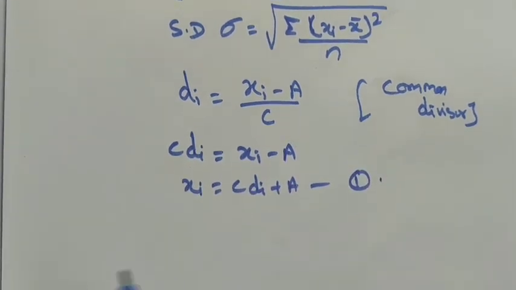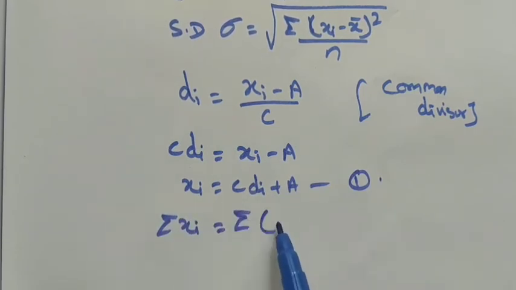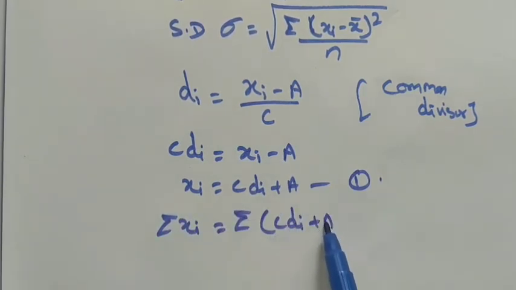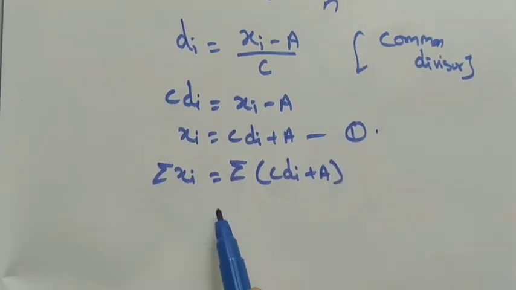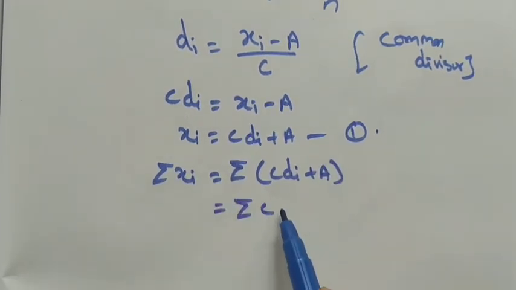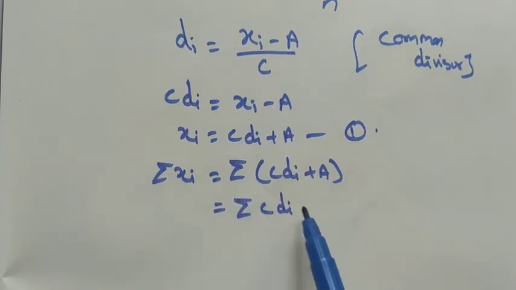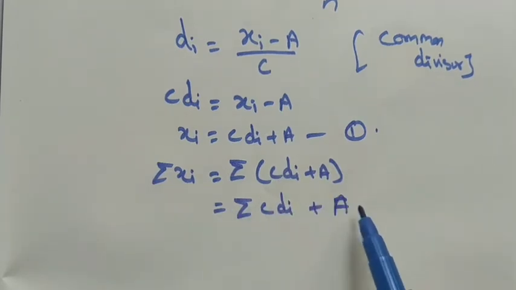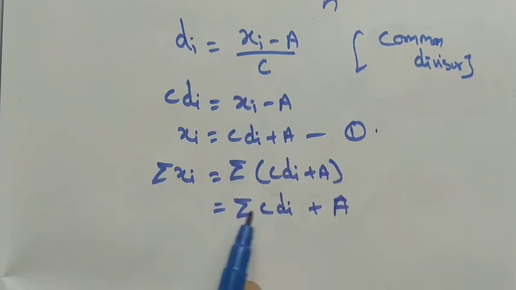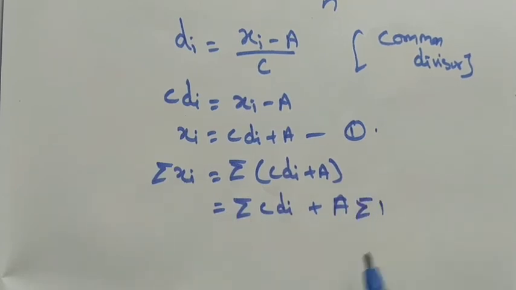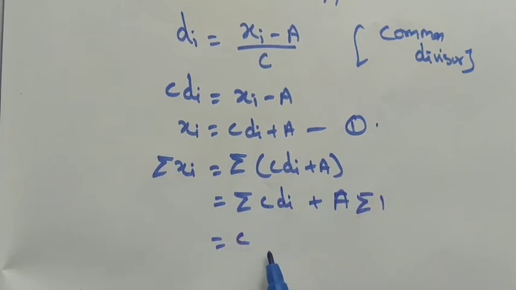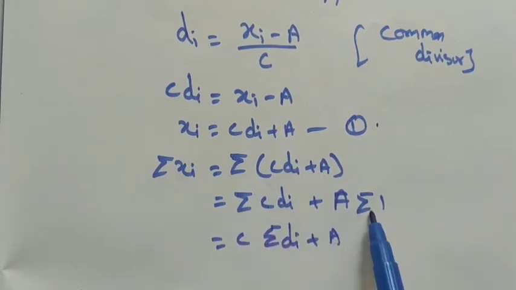Now we want to find the summation of this term. So summation xi is equal to summation of c di plus a. If you take the summation for each and every term, c will be taken out commonly outside, and the constant term should be taken out commonly, right? a into summation 1. So this is c summation di plus a into summation 1, which means up to nth term, into n.